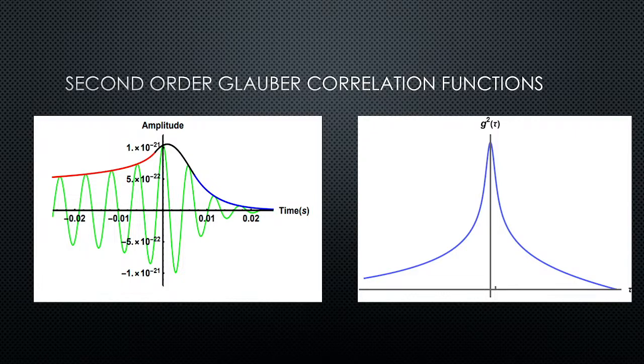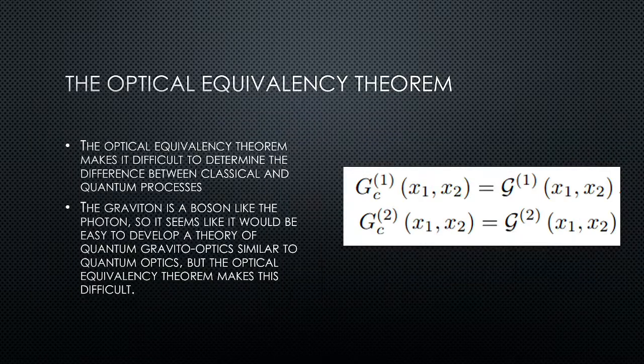And one of the problems, again, is this optical equivalency theorem that says that classical and quantum processes can be indistinguishable without a good idea of the actual theory behind what's going on. So this is one of the challenges we're running into, and more theory and papers will hopefully be published, expanding this theory and allowing us to have a better, more defined theory for the graviton.